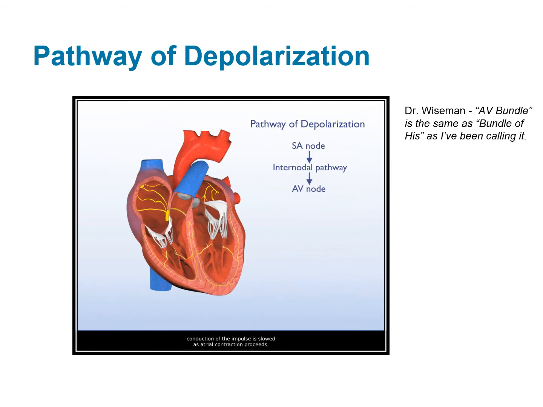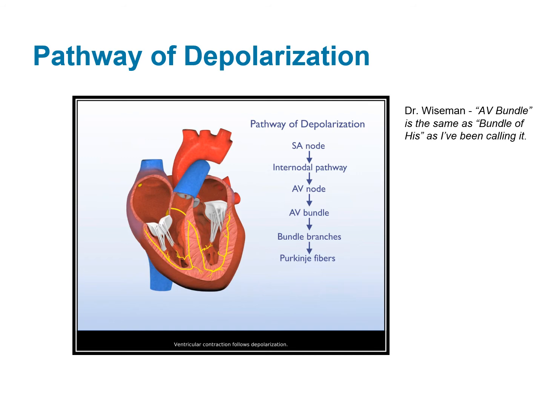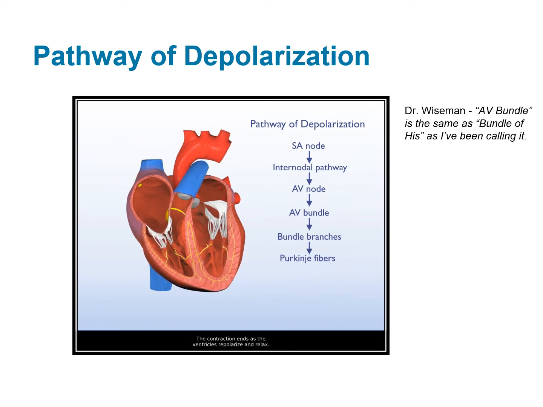atrial contraction proceeds. The electrical impulse leaves the AV node via the AV bundle and rapidly propagates through the bundle branches. Rapid conduction continues throughout the Purkinje fibers, depolarizing the ventricles. Ventricular contraction follows depolarization. The contraction ends as the ventricles repolarize and relax.